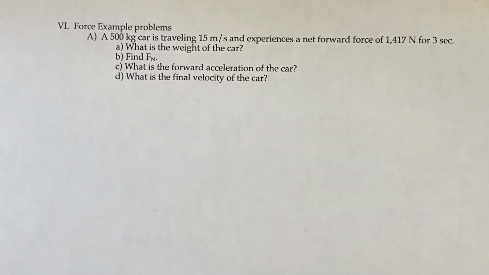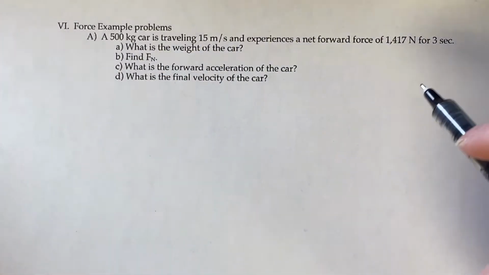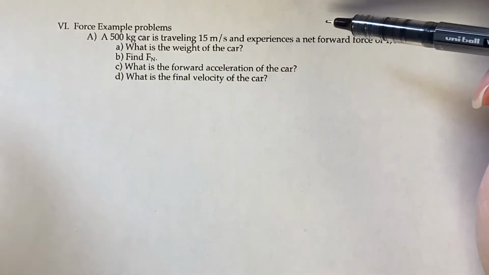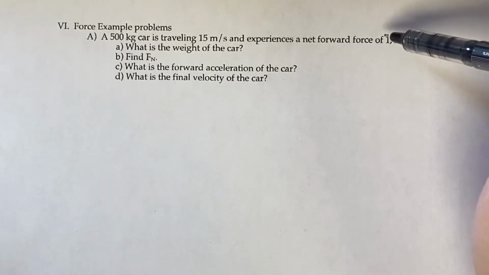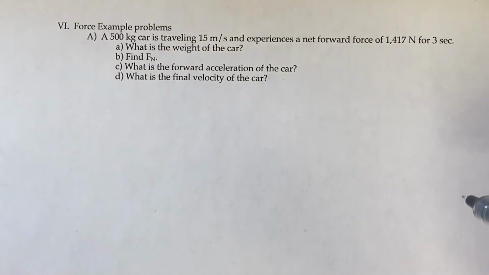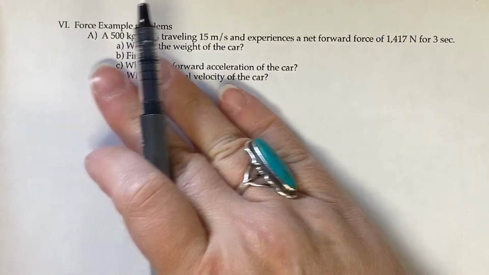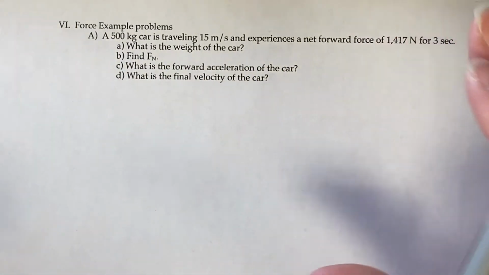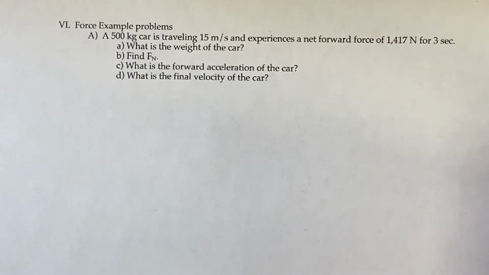So we have some force example questions that I'd like to go over. The first one says we have a 500 kilogram car that is traveling at 15 meters per second and experiences a net forward force of 1,417 newtons for 3 seconds. We have a lot of givens in here, and we still follow our GUESS problem solving steps, but now we're going to include free body diagrams as part of that GUESS problem solving piece.